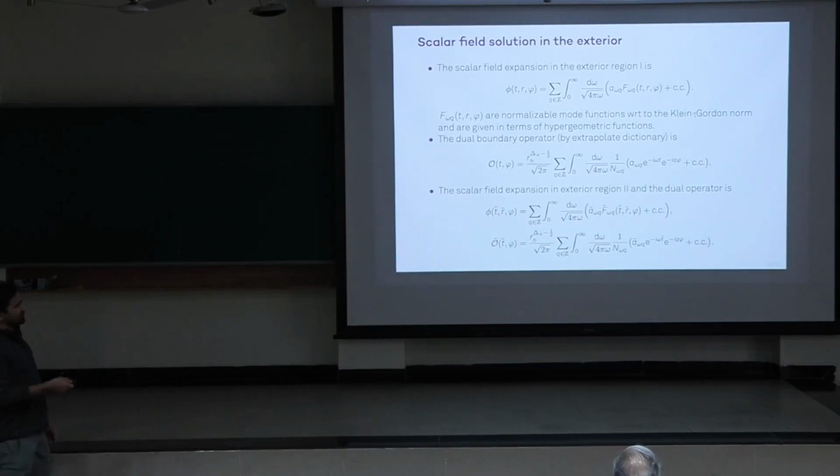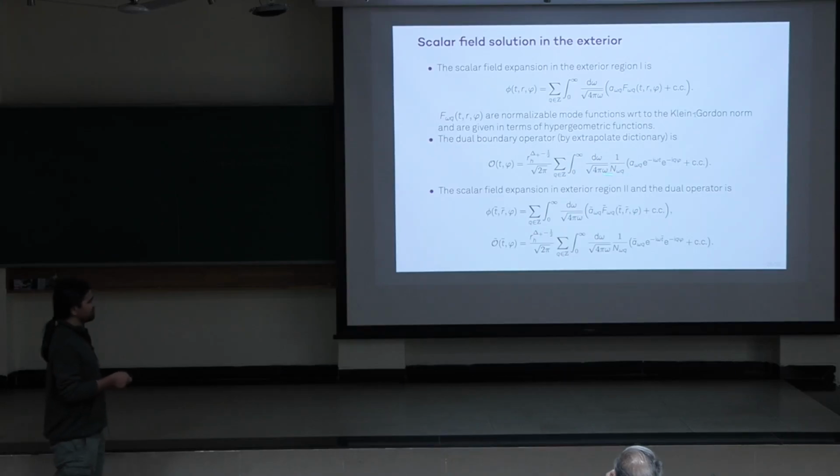Now the boundary operator dual to this is something you can get by taking the extrapolate dictionary. It is just this object where these A operators are the same. That's how you get it. So these A are the right boundary operators. Similarly, you have an expression for the scalar field in the left wedge, region 2, and I have added these tildes to differentiate from region 1. The corresponding dual operator which you get by the extrapolate dictionary is this one.